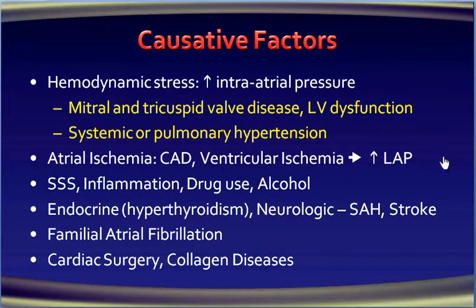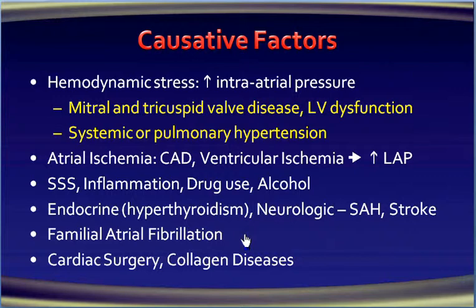First theory is the hemodynamic stress, that is increased intra-atrial pressure. The second one is the atrial ischemia due to coronary artery disease or ventricular ischemia, leading to increased left atrial pressure. Sick sinus syndrome, inflammation, drug use, alcohol, endocrine diseases like hyperthyroidism, neurologic diseases like subarachnoid hemorrhage and stroke can result in atrial fibrillation.